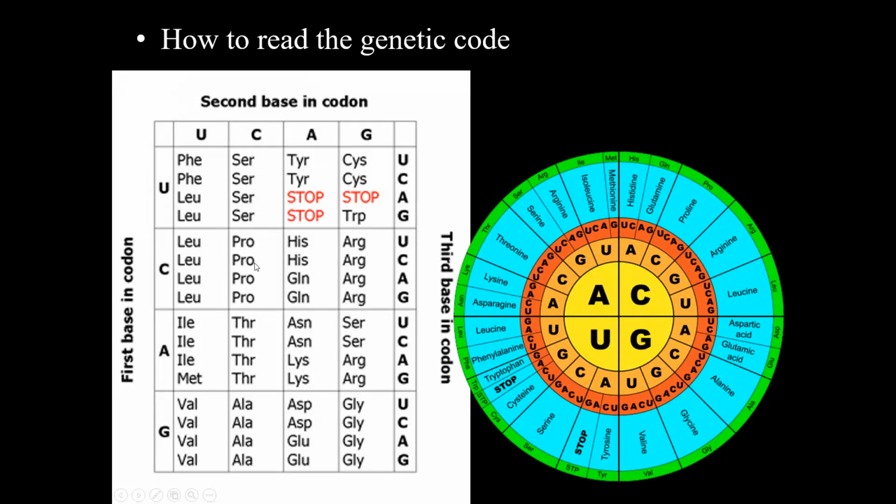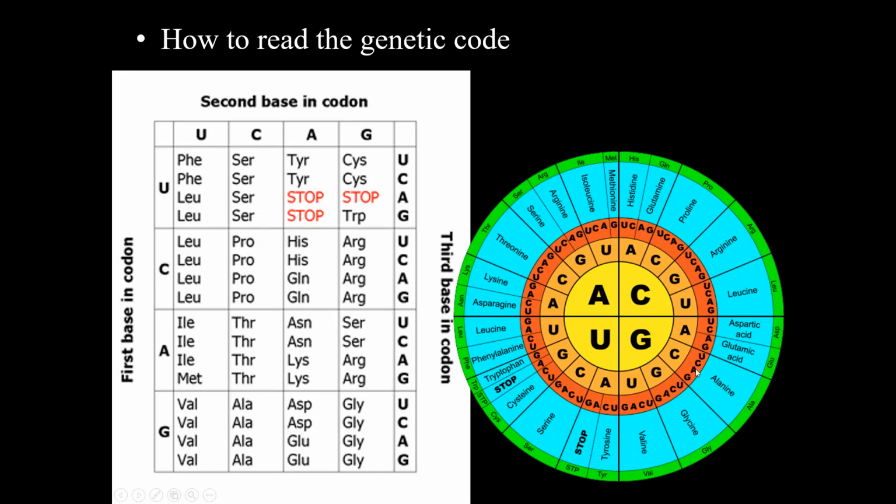So you find the place where all of those intersect. So C, C, C, codes for pro, which is proline. And so proline would be the amino acid that the tRNA brought to the ribosome to start making that protein or to get that process going.